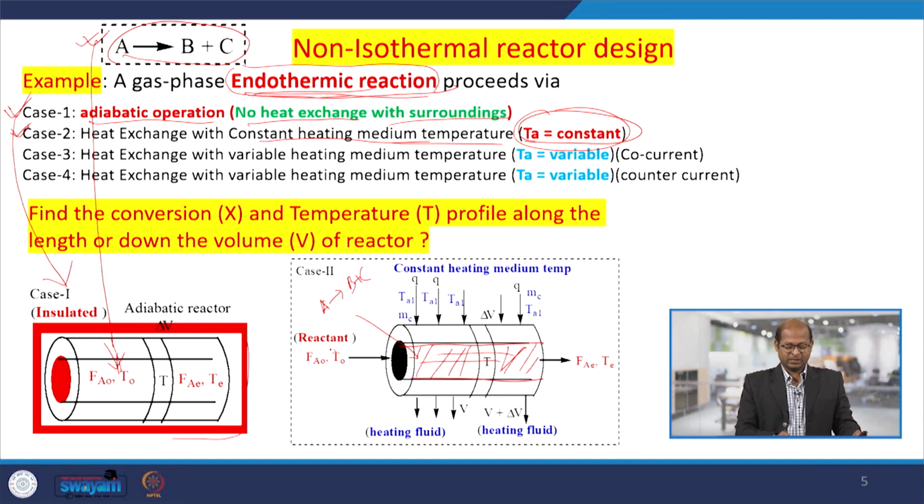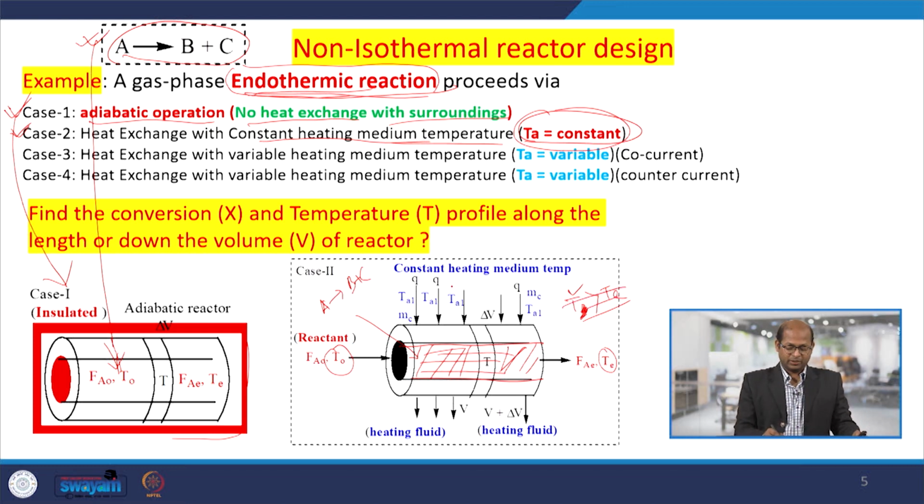If we initially started with temperature T0, then once the reaction progresses, the temperature here would be lower than this. So, this inlet temperature would be higher, but the reaction temperature may be different. So, the reactor temperatures would be different.